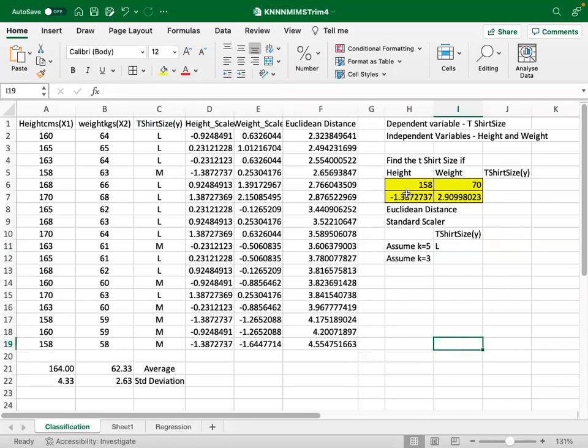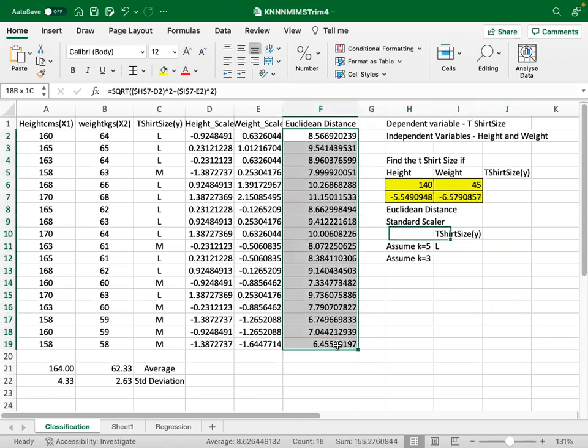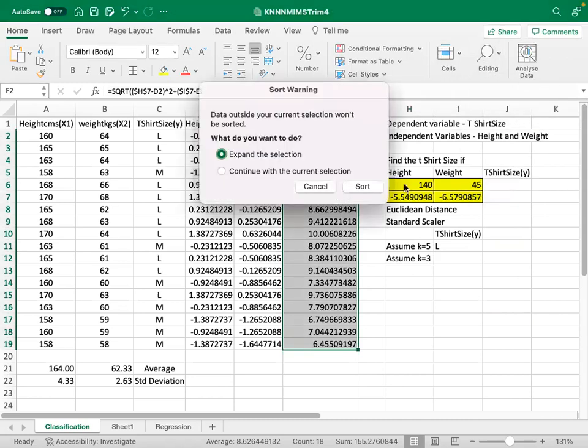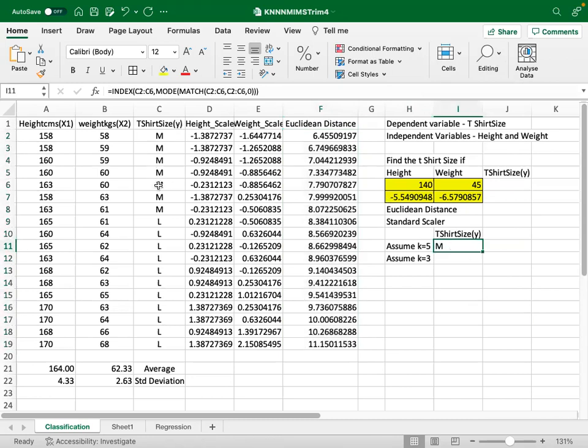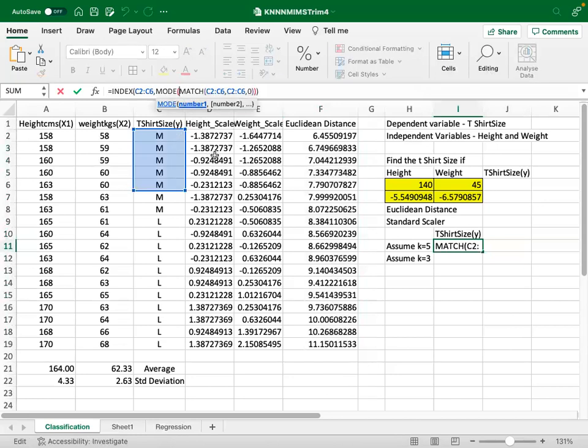So we got L. Now let us say I will reduce the height to 140, weight to 45. Now we have to sort the distance also, right? Smallest to largest, sort. So once you sort the distance, you will get the t-shirt size as M. I put an automation here. By taking the K equal to 5 cells, it will automatically get it. Index match function. So if you want automation, you can do that.